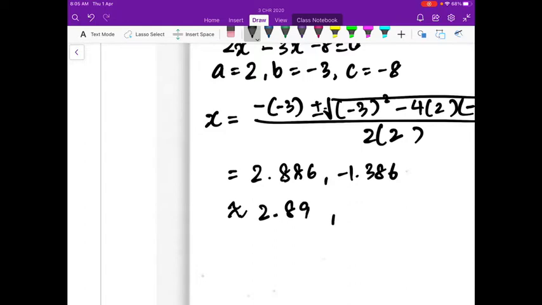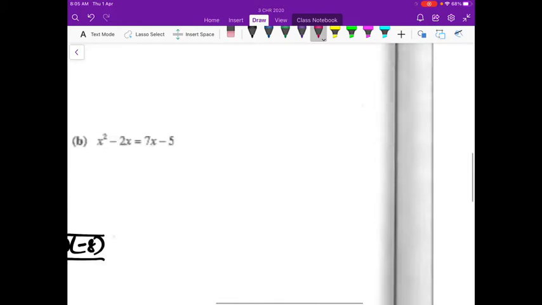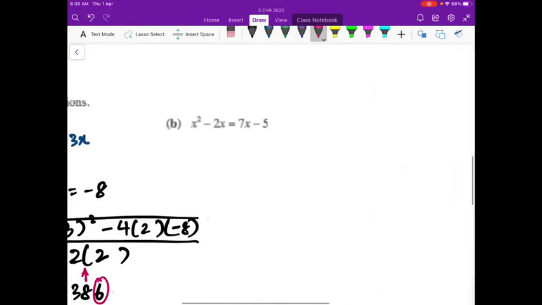...0.89 as well as negative 1.39. So just circle the fourth SF, draw an up arrow, and we're done for this question. I think there's one more. Okay, over here, same situation. It is not the form ax squared plus bx plus c equals 0 yet. So we need to make that happen.